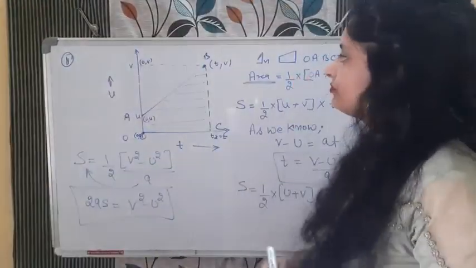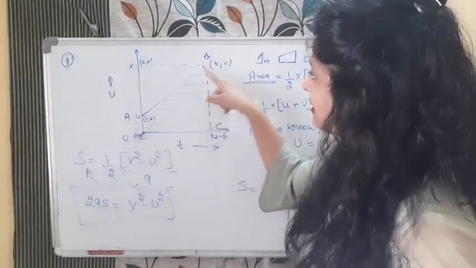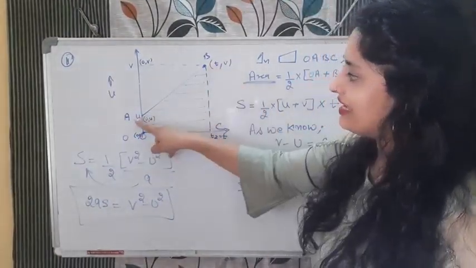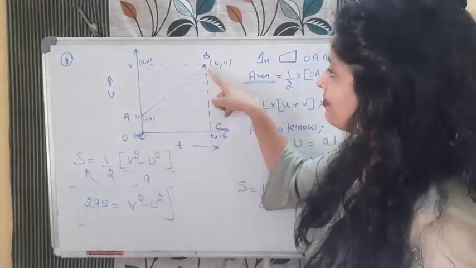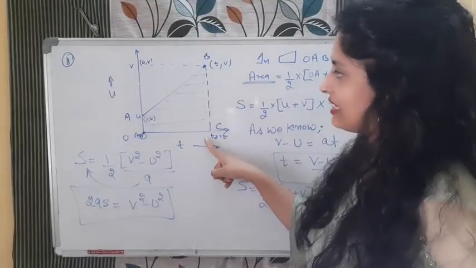See, again I am repeating. Journey started from here, point A, and it completed at point B. At point A, initial velocity was u. At point B, final velocity is v. Starting time is 0 and the final time is t. We are writing it with the t.